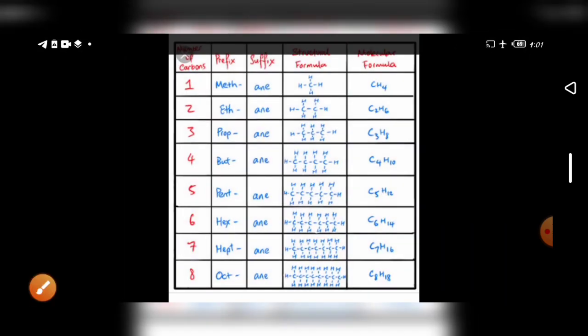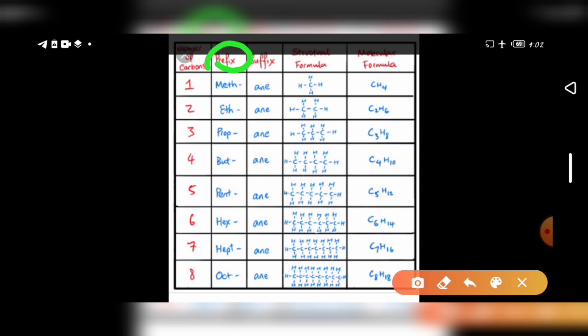Next, we have to see here, up to 8 I have given. If the number is 1, I have given the prefix, suffix, the structural formula and the molecular formula. The name I have also given, that is the prefix and suffix. Prefix is nothing but the root word. What is that? Root word.